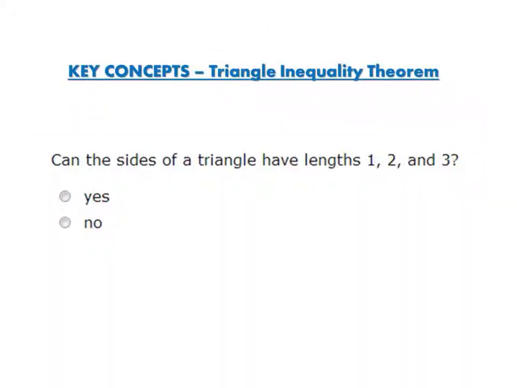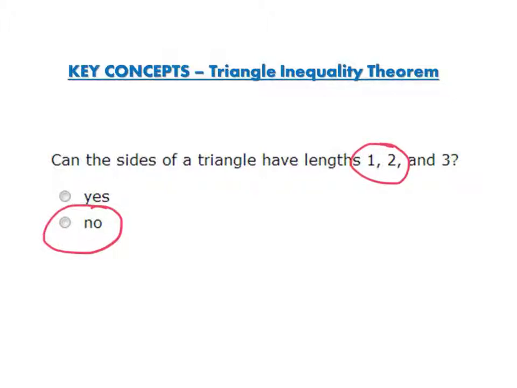All right, the first question, can the sides of a triangle have lengths 1, 2, and 3? So I'm going to take the two smallest sides, 1 and 2, add them together. 1 plus 2 is 3. Is 3 greater than 3? No. So triangles cannot have the side lengths 1, 2, and 3.